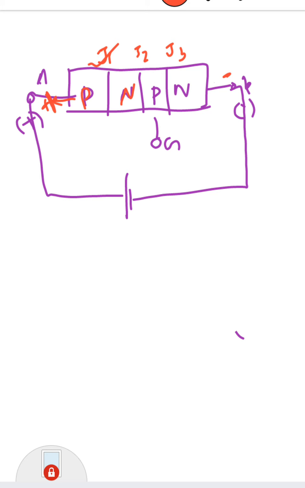What about the status of J2? This is an NP junction, N is connected to positive and P is connected to negative, so this junction J2 is in the reverse biased condition. What's the status of junction J3? N is connected to the negative part, P is in the positive side, so junction J3 also in the forward biased condition. So the thing is, J1 and J3 are in the forward biased condition, which means they allow conduction.